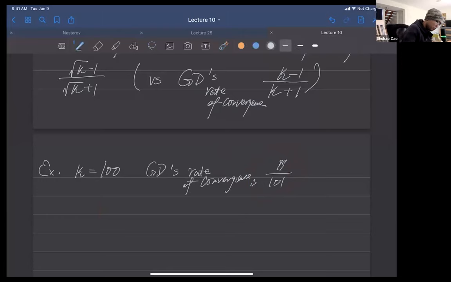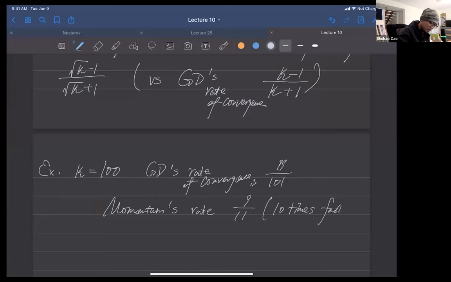But with momentum, its rate is 9 divided by 11. How much faster is it? It's about 10 times faster. So that's why its acceleration is so significant, even though it's still a linear rate of convergence. For example, GD moves 1/100th of the total error each time, but momentum reduces about 1/10th of the error each iteration. So its acceleration is so significant.